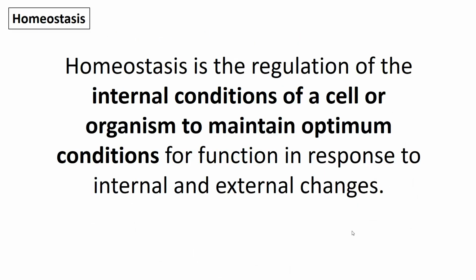Okay, so the first thing that you're going to need to understand is the definition of homeostasis. Homeostasis is the regulation of the internal conditions of a cell or organism to maintain optimum conditions for function in response to internal and external changes. You have to know that definition, but the bits in bold are the most important. The fact that it refers to internal conditions, and that could be either of a cell or organism, to maintain the optimum conditions. Optimum means ideal. Only in these ideal conditions can our cells really function properly. So make sure you learn that definition because you could be asked just to recall it.